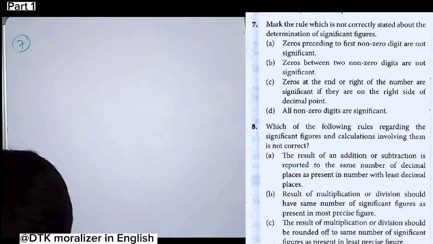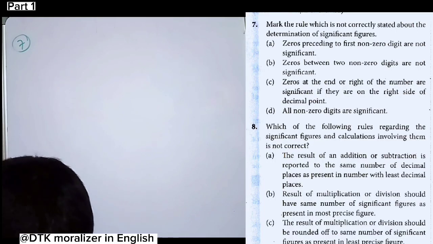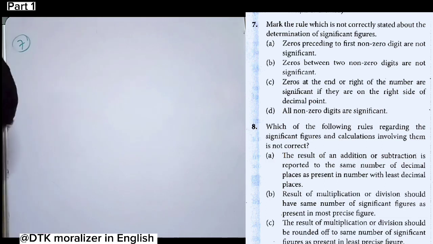Now question number 7. Mark the rule which is not correctly stated about the determination of significant figures. Zeros preceding the first non-zero digit are not significant. Zeros between two non-zero digits are not significant. Zeros at the end or right of the number are significant if they are on the right side of the decimal point. All non-zero digits are significant.